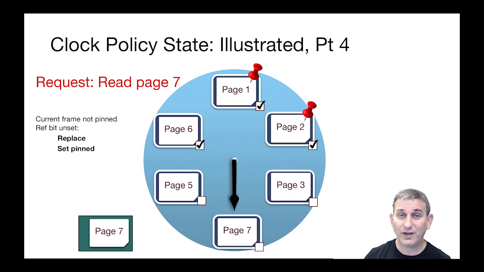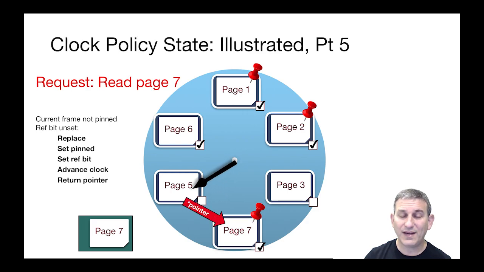And we're going to set the frame pinned like we always do in the buffer manager, because the caller is now going to work on this page. And we're going to set the reference bit to 1 as well, so that the next time the clock hand comes around, if this page is unpinned, page 7 will get a second chance to live before it gets replaced. And then we advance the clock. When we're done with all that, we finally return the pointer to the frame in memory to the caller, and they can work with the page.